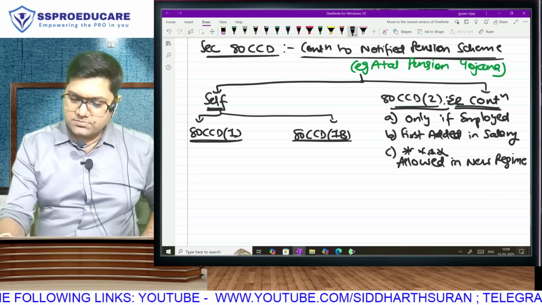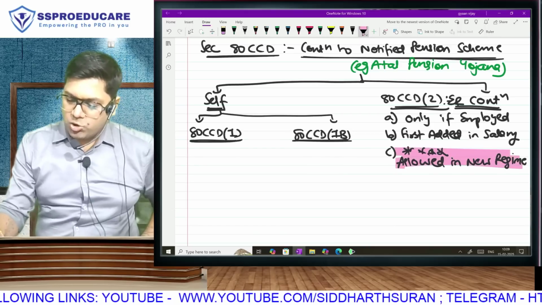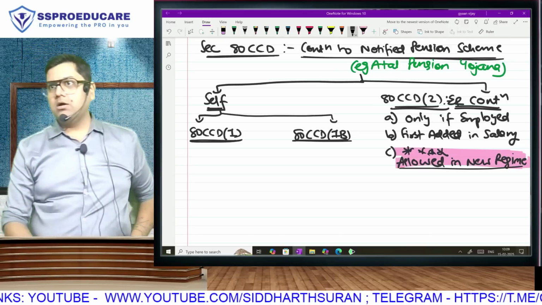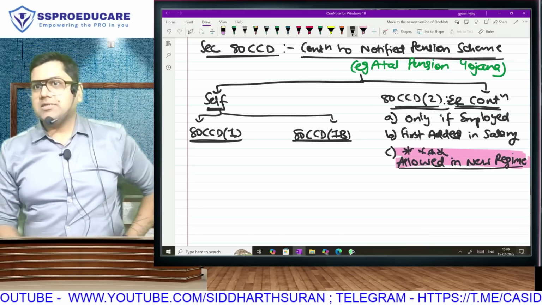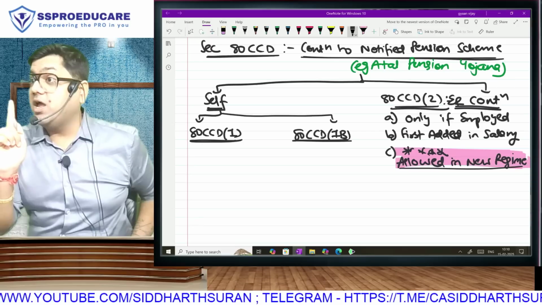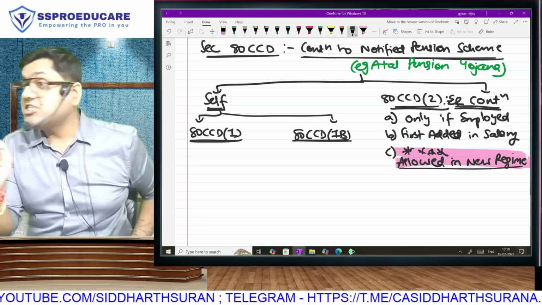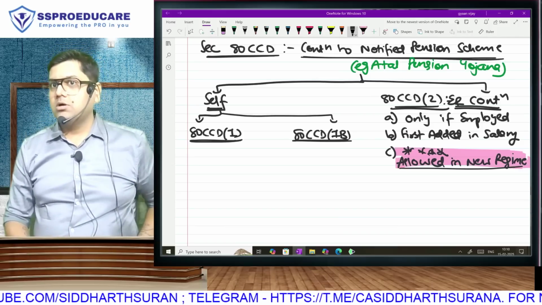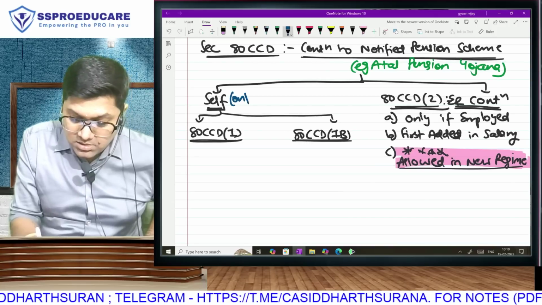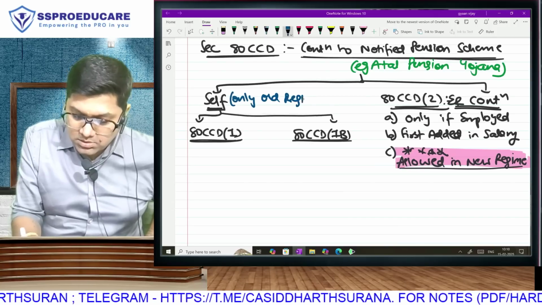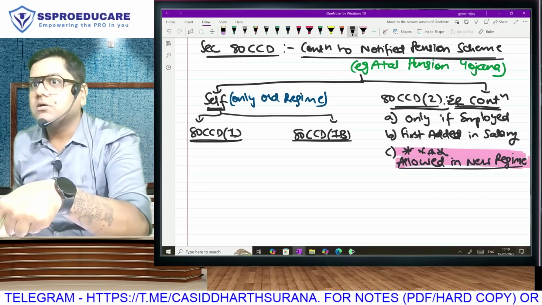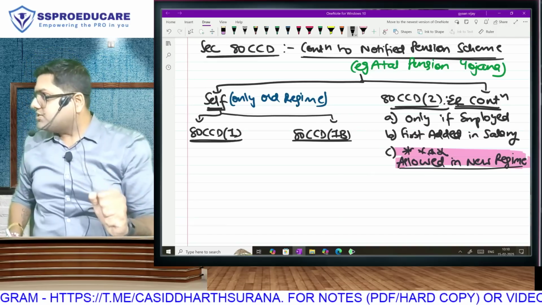new regime. New regime starts by saying no chapter 6A, except the following. There are some exceptions. This is the first exception. Others will come. 80 CCD. Listen, copycats. 80 CCD subsection 2 will be allowed. Which means, let me at the outset clear, they have specifically written subsection 2. I told you subsection number is important over here. And there is logic. Please understand.